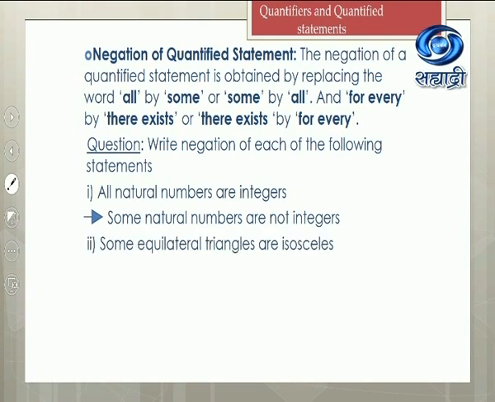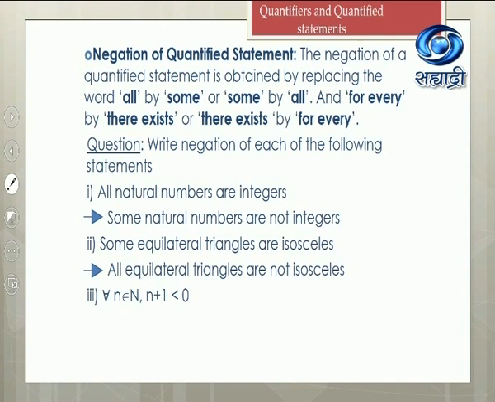Second example: some equilateral triangles are isosceles. So the negation will be: all equilateral triangles are not isosceles. For all n belonging to natural numbers, n plus 1 is less than 0. So the negation will be: there exists n belonging to N such that n plus 1 is greater than or equal to 0. Whenever mathematical statements come, make sure that if it is less than, you put the other two signs, greater than or equal to.